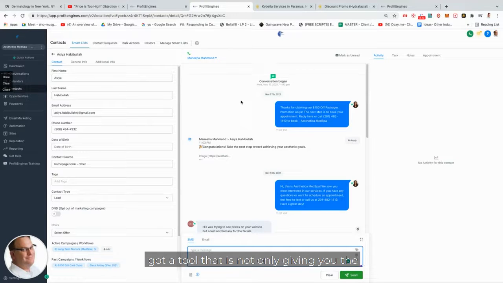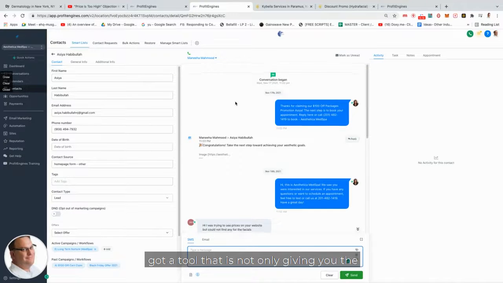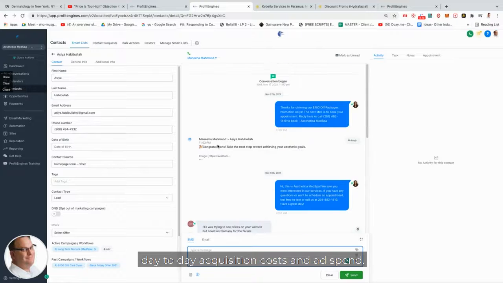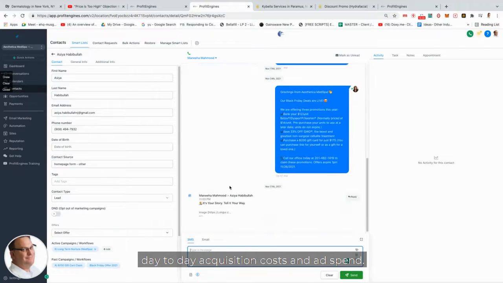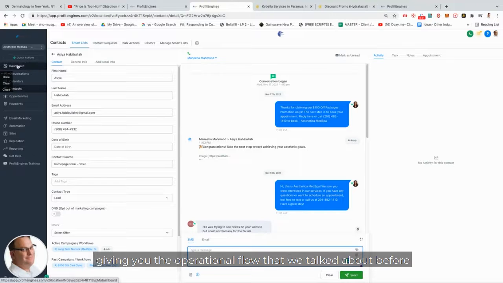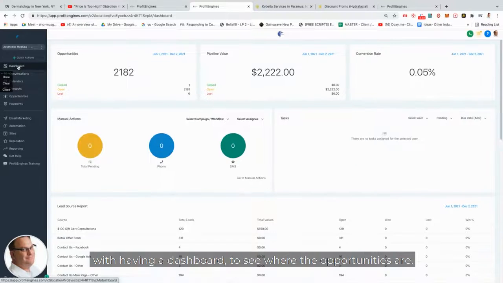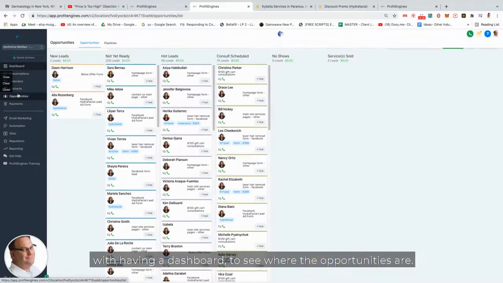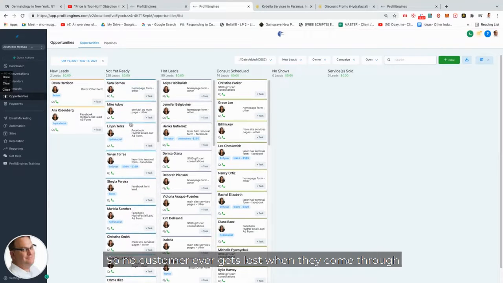Because now we've got a tool that is not only giving you the day-to-day acquisition costs and ad spends, so you know where the money is going when you start spending money on ad sets, but it also is giving you the operational flow that we talked about before, with a dashboard to see where the opportunities are, so no customer ever gets lost.